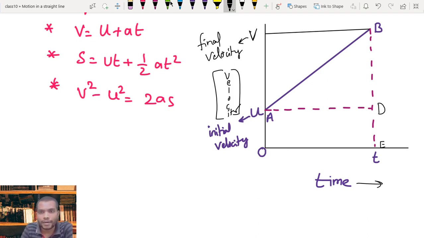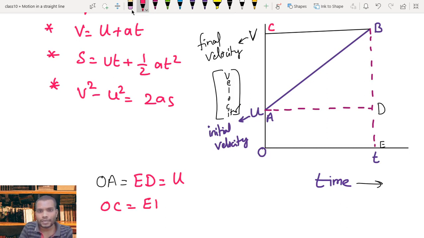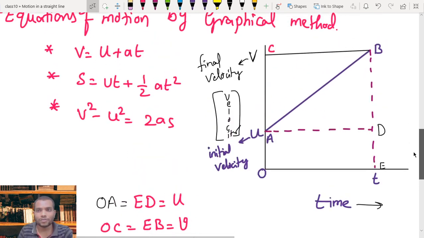Now from the graph, OA equal to ED. OA equal to the length OA, and ED equal to, from 0 to A, what is the distance? That is the initial velocity u. And from the graph, O to C, this is the location C. O to C equal to EB, which equals the final velocity v, and OE, which also equals AD, which also equals time t. So these are the values I got from the graph.